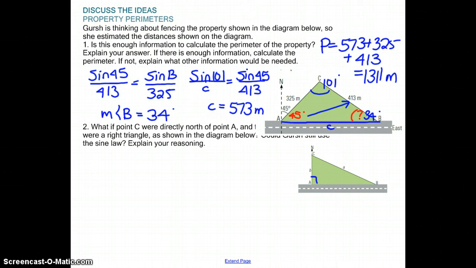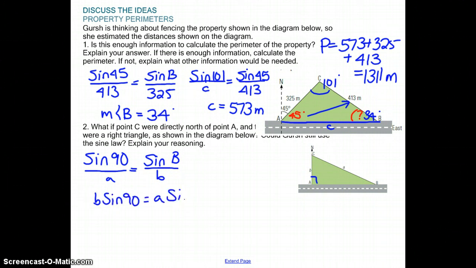So now we're being asked if angle A was actually a 90-degree angle, would our sine law still work? To set this up, I'd end up with sine of 90 over A equals sine of, and we could choose any of the other angles, B over b. If I were to cross multiply here, I'd get b times sine 90 equals A sine B. And I'm trying to figure out sine B. I want that by itself, so divide both sides by A.